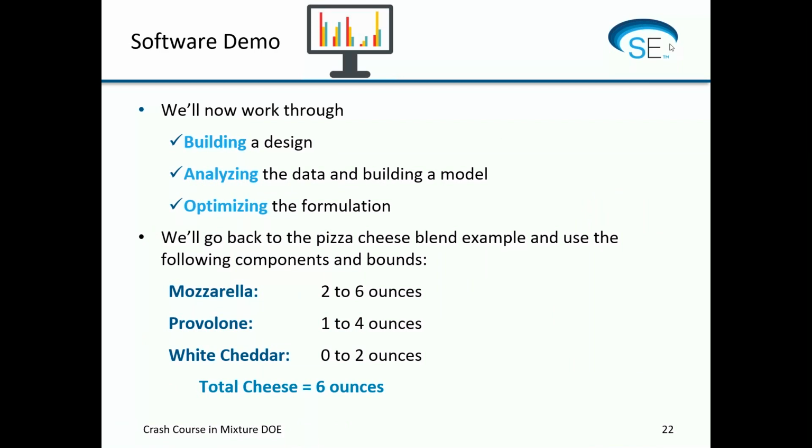Okay, this is going to be a very quick 3 to 4 minute example, so we can't get into too much detail, but hopefully you should at least see what the process looks like after this. And I'm going to go back and use this pizza cheese blend example and use the following components. So I have 3 components. Mozzarella goes from 2 to 6 ounces, provolone goes from 1 to 4 ounces, and white cheddar goes from 0 to 2 ounces, with the total amount of cheese being 6 ounces.